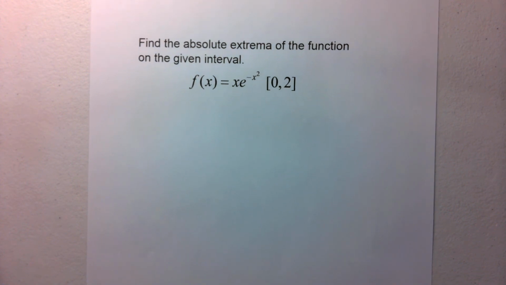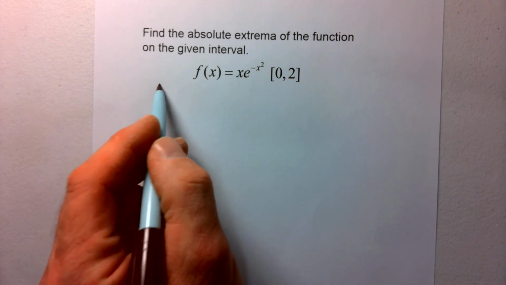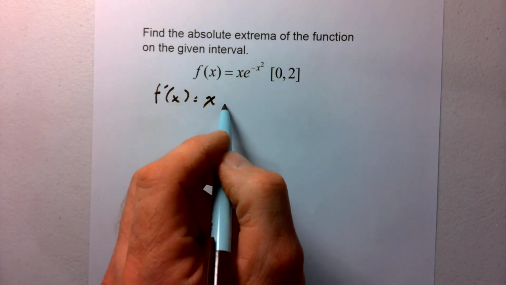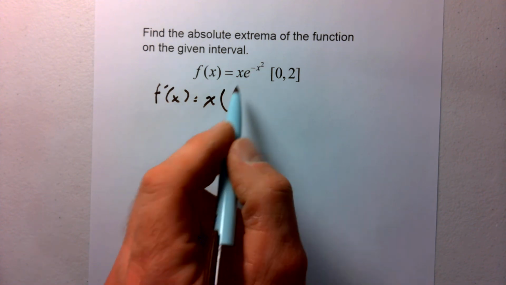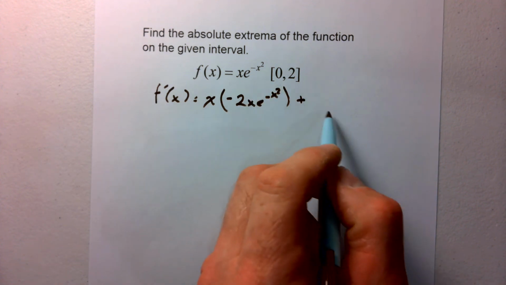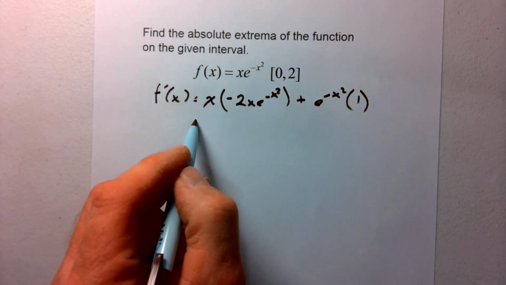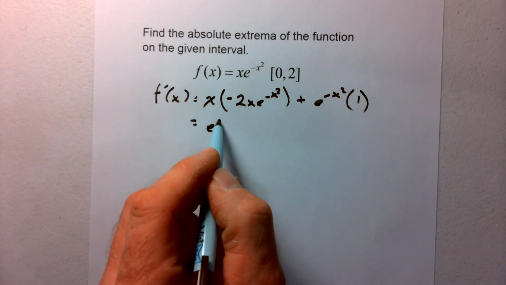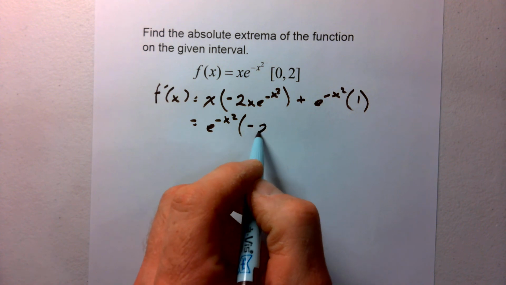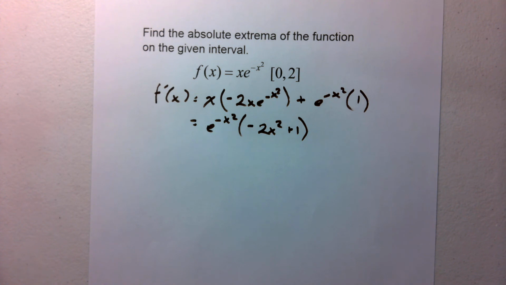Last but not least, absolute extrema. Extrema, recall, come from the first derivative. First derivative, we have product rule. So we have x times the derivative of e to the -x squared, which gives us -2x e to the -x squared. So we're going to add e to the -x squared times the derivative of x, which is 1. We can go ahead and pull out an e to the -x squared. And we're left with -2x squared plus 1. That looks very familiar to me, doesn't it? Doesn't it to you?